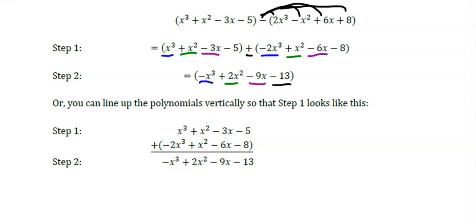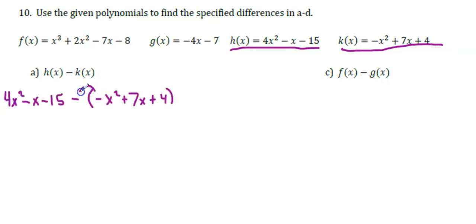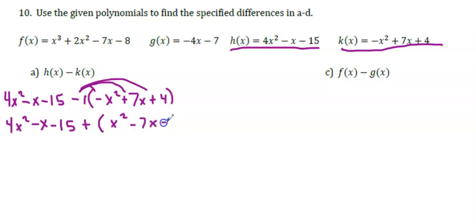Let's do a couple more examples. For 10a, we have h of x minus k of x. Let's list these side by side. So I'm going to distribute this negative. And the math that I'm doing, remember, is just multiplying by a negative 1. So that's going to make this plus x squared minus 7x minus 4.